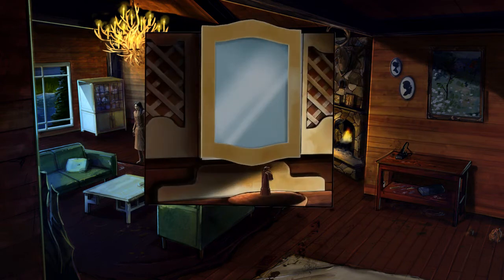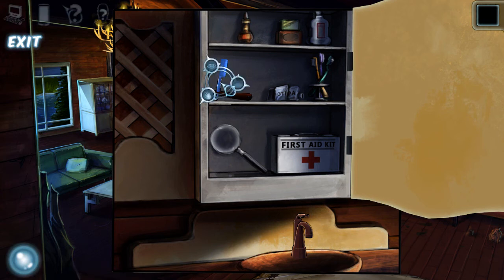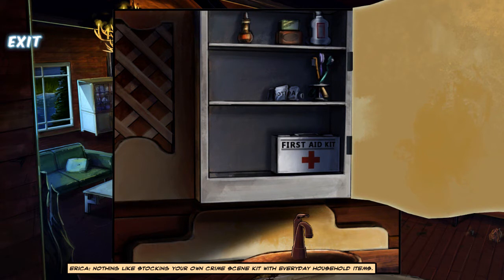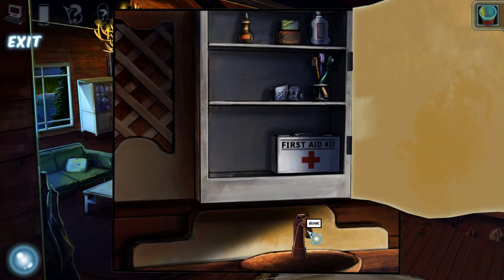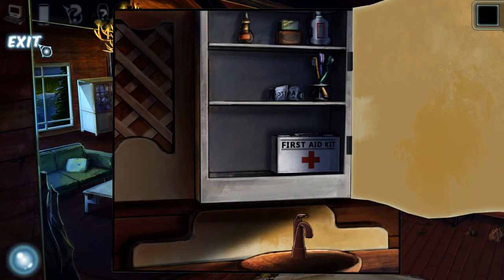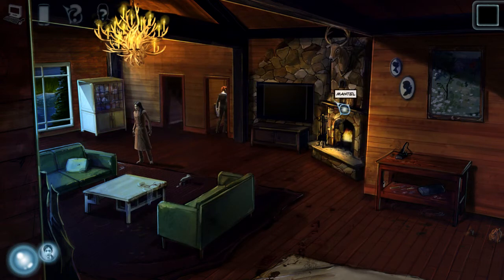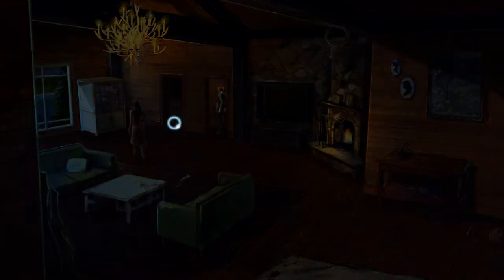So one thing you want to go ahead and do right now is open this and take that cup, razor, and this magnifying glass. This could come in handy. Nothing like stocking your own crime scene kit with everyday household items. And while you're here, you may as well fill this glass with water from the sink. Okay. Let's see, anything interesting to look at? Not really. Well, let's go ahead and go to the basement.